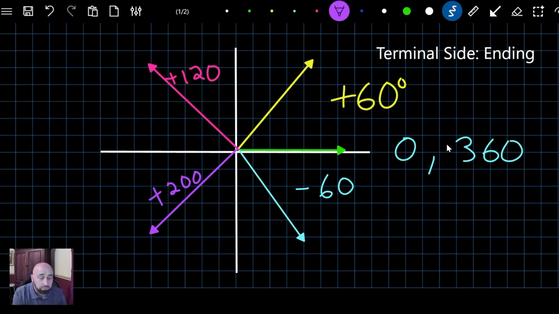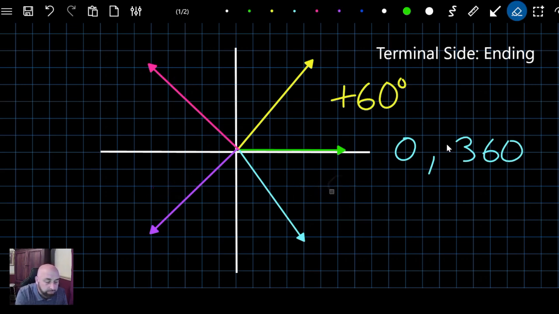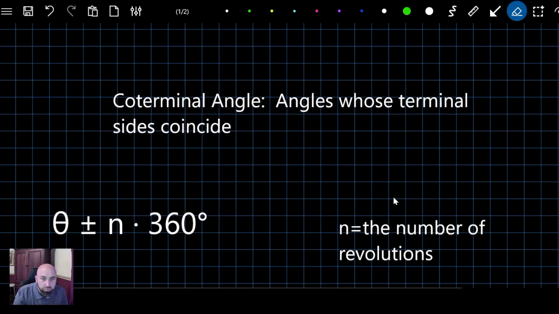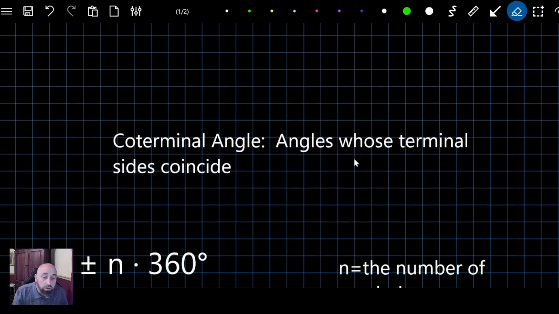Now, let's go ahead and erase these angles, except for that 60. And I want to show you a couple different things here with this. Let's look down here at what's called coterminal angles. Coterminal angles are angles whose terminal side coincides. What does that mean? Okay. Well, they terminate on the same point.